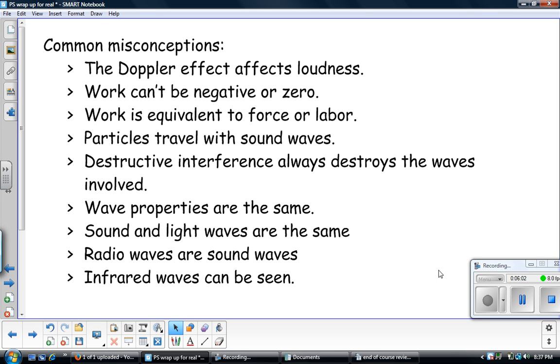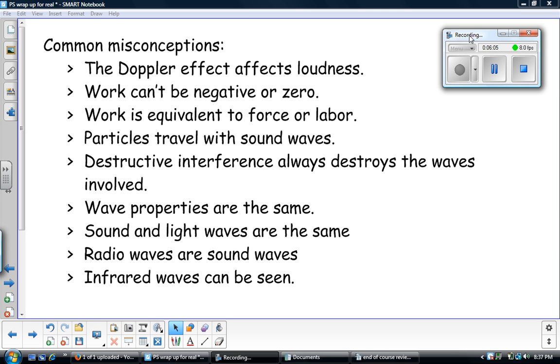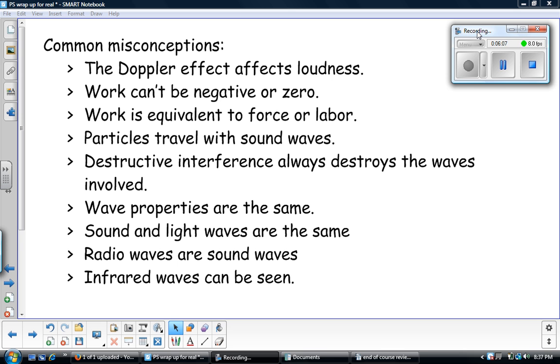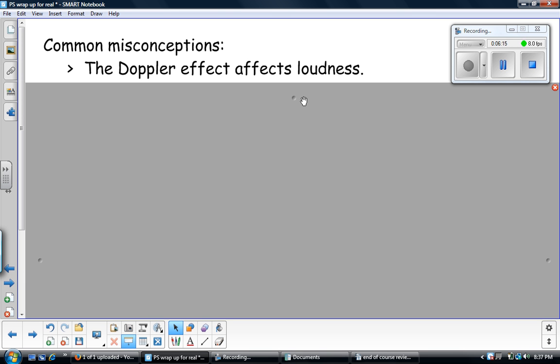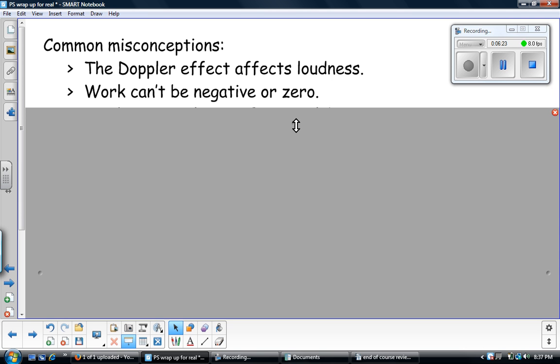Let's go over a few common misconceptions from our wave chapter. So this is everything that we've been talking about with waves. Number one, Doppler effect affects loudness. It doesn't affect pitch. The Doppler effect is what causes that sound that you hear when a race car goes by you. Number two, work can't be negative or zero.